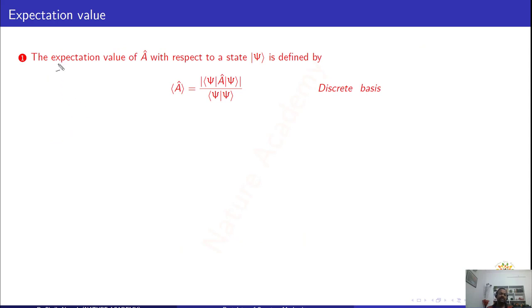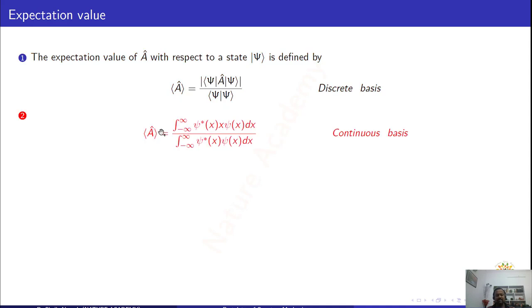So I want to discuss another important concept, that is the expectation value of an operator. Here I'll simply give the formula and then try to solve some numerical problems. The expectation value of an operator A with respect to some state psi is given by this expression: expectation value of A is given by psi, A cap, psi divided by psi, psi. So this is the formula for the expectation value of an operator in discrete basis.